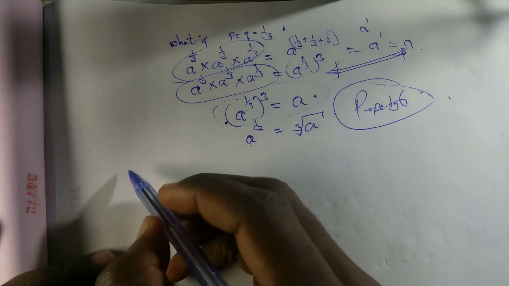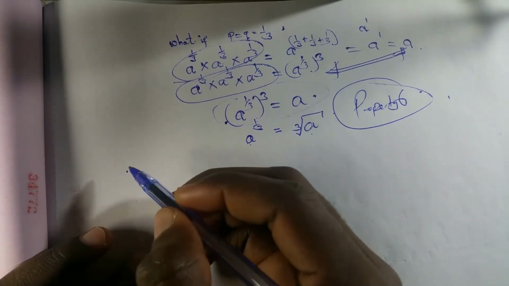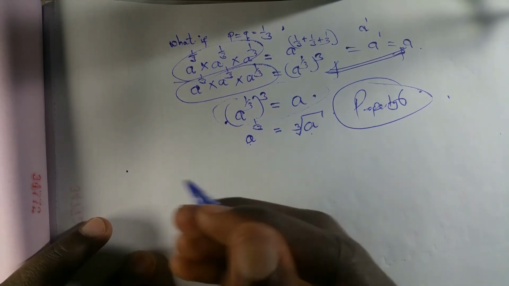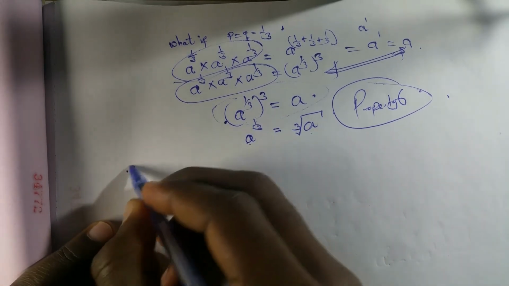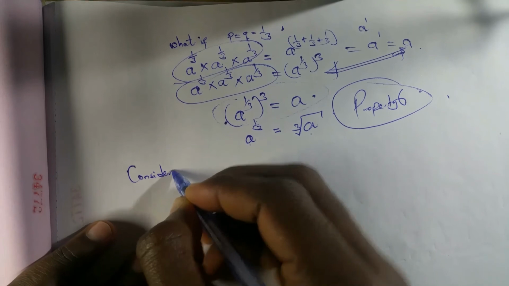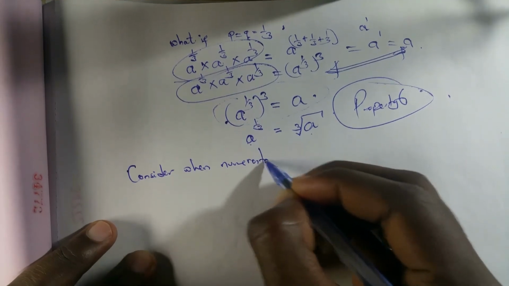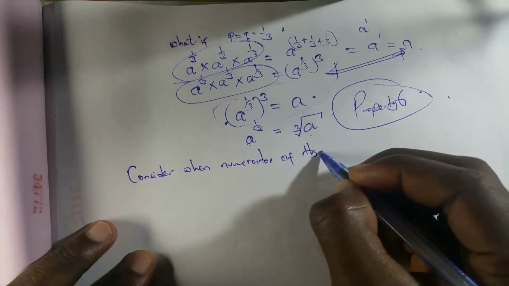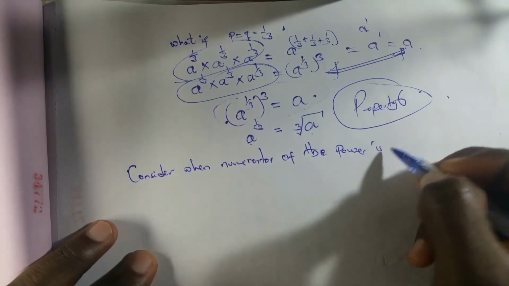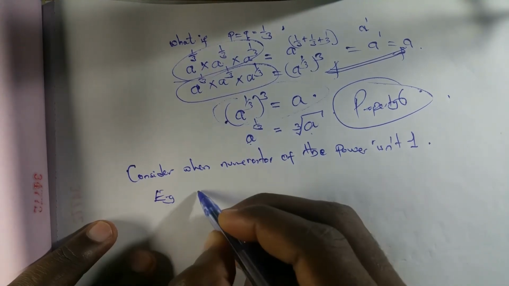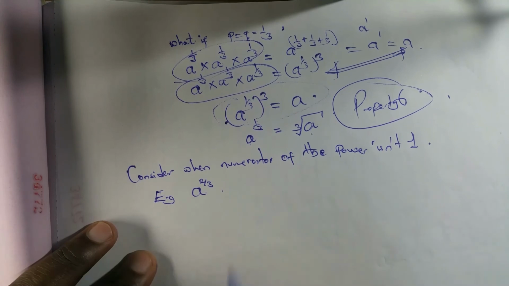Now let's look into the final case, to check our final property. How about if the numerator of the fraction power, the power which is a fraction, is not 1? Okay. Let's check. Consider when the numerator of the power isn't 1. Okay, an example, let's say we have a to power 2 out of 3.